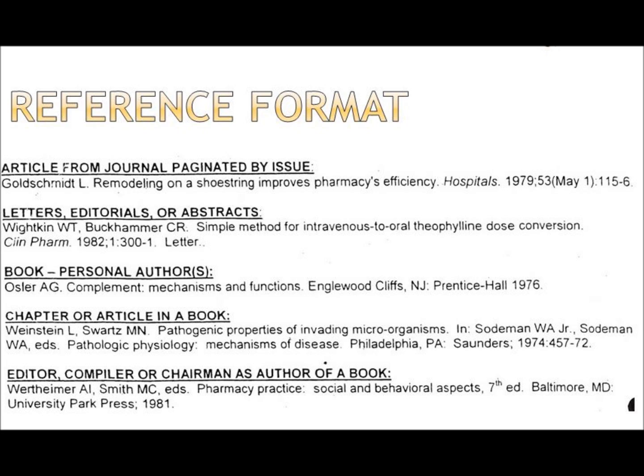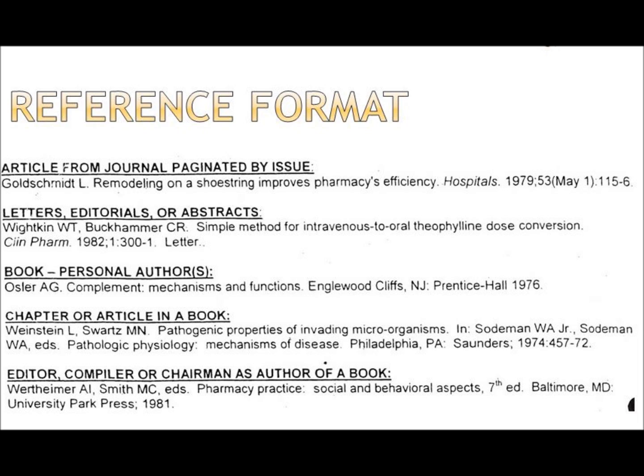Okay, next we have an article from a journal paginated by issue. This format is really similar to the former, but it's used when you have a physical copy of the journal itself as opposed to pulling it from an online database. In this case, you must indicate the issue date, which is May 1st, and is inserted between the volume number and the page numbers.